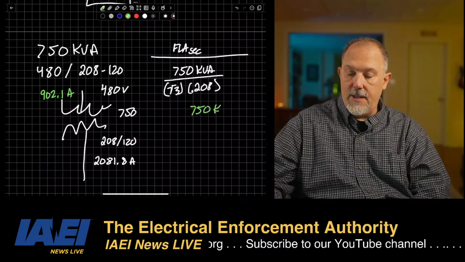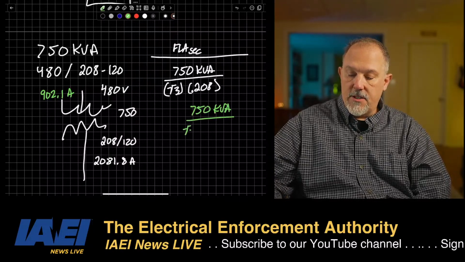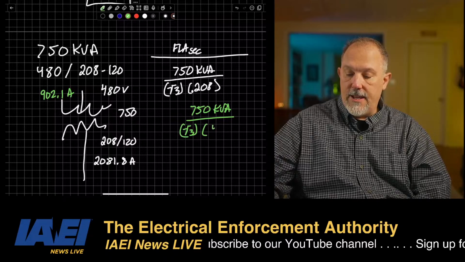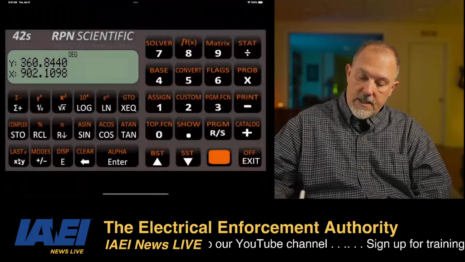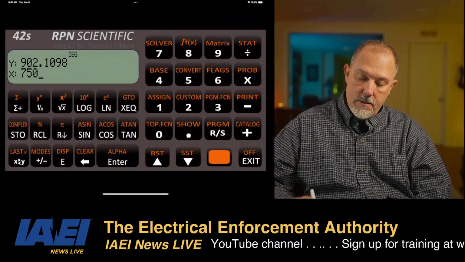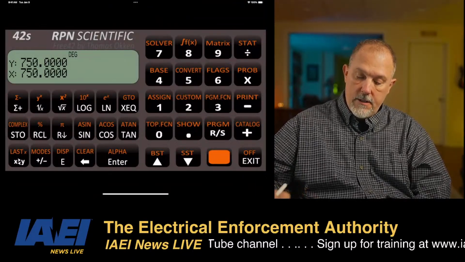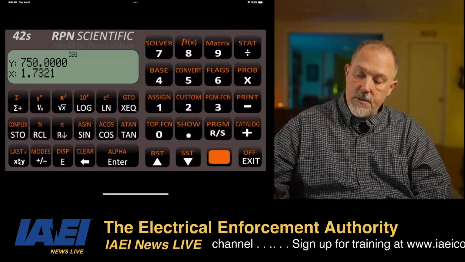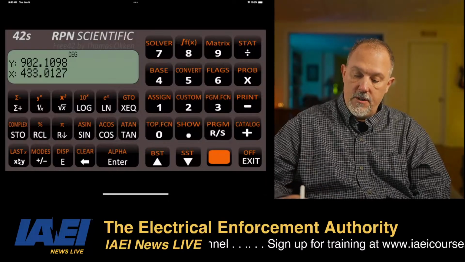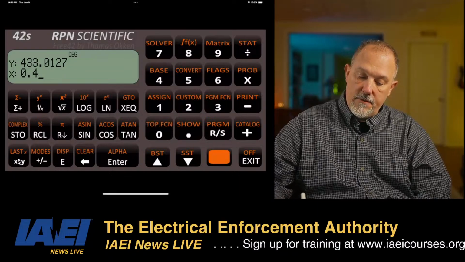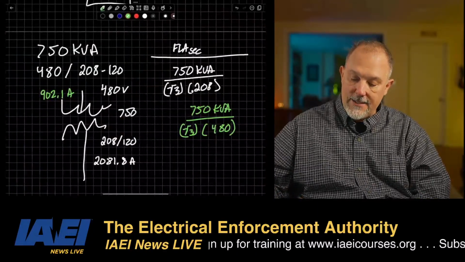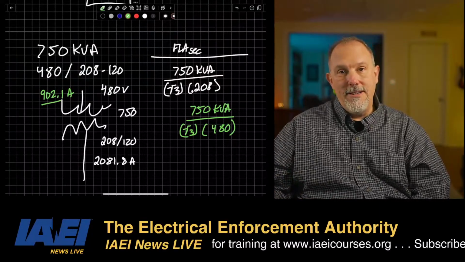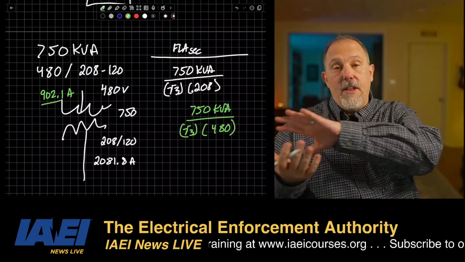Now let's calculate the full load amps on the primary. 750 kVA divided by the square root of 3, divide that by 480. 750, 3 square root, divide 0.48, divide: 902.1. Look at that, 902.1. So I can reflect the secondary.